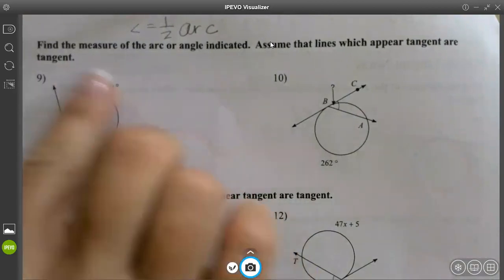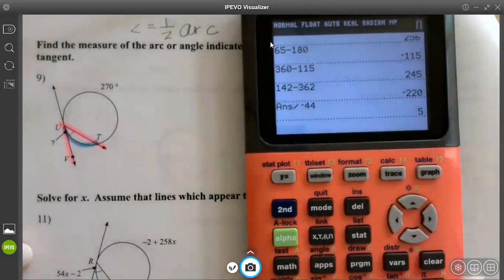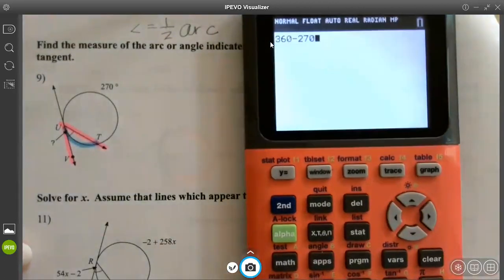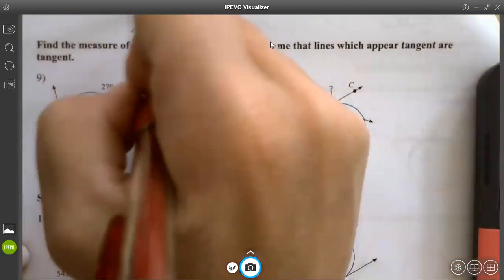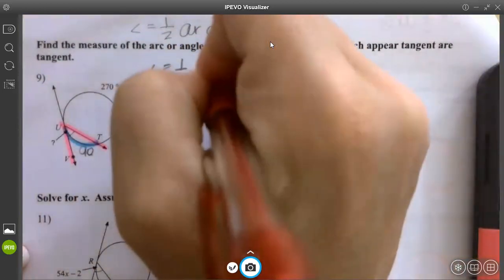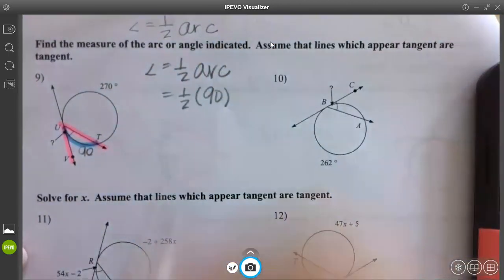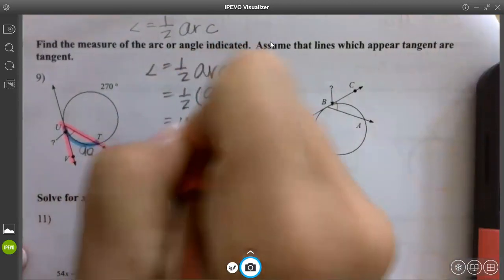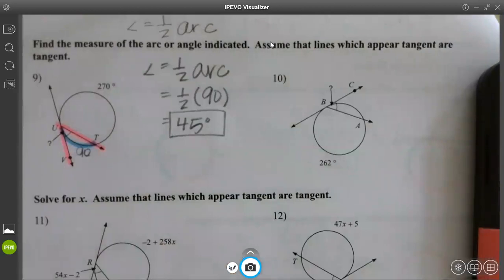I have the big arc on the outside being 270. How can I find the blue arc? I get 90. So we do angle equals half the arc. The arc was 90. Half of 90 is 45. Number 10 is the exact same way. I'm going to move on from here. Okay. Number 10 is the exact same way. Look at number 11.